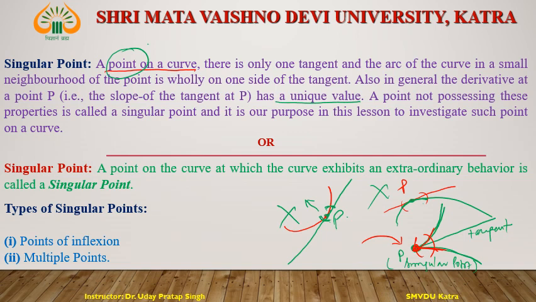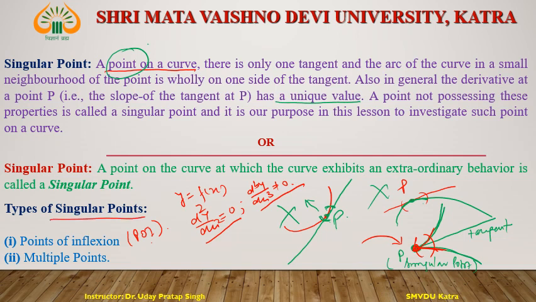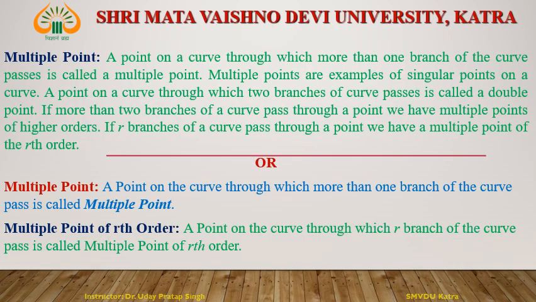And what are the types of singular point? One type of singular point is the point of inflection, which we already discussed. For the curve y equals f(x), the point of inflection is where d2y/dx2 equals 0 but d3y/dx3 does not equal 0. At a point where d2y/dx2 is 0 but d3y/dx3 is not 0, this point is known as a point of inflection. Singular points are of two types, point of inflection and multiple point. Right? What is a multiple point?